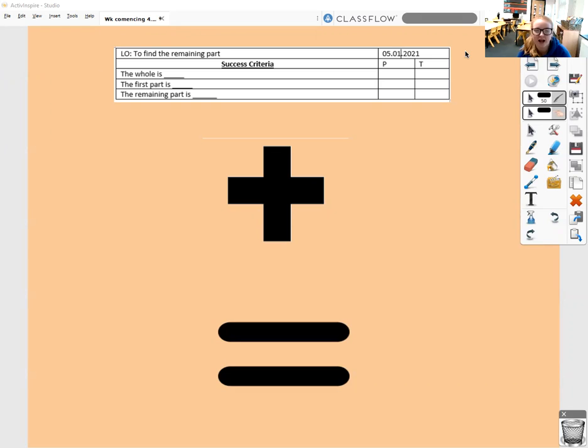Today we're going to be looking at some maths. We're going to be looking at using a part-whole model to find the whole, the first part and the remaining part. Just before we get started, let's do a quick recap on what these symbols mean.